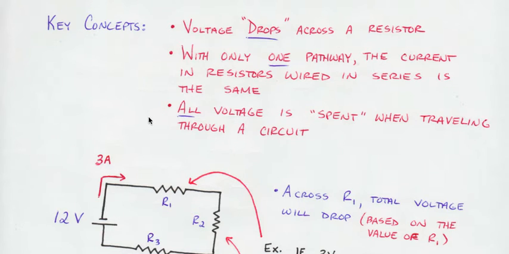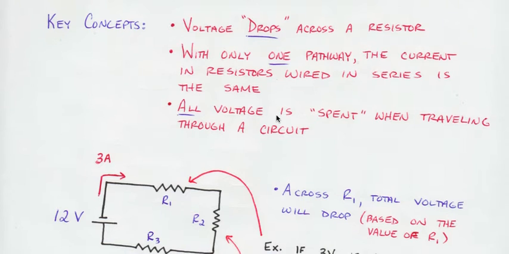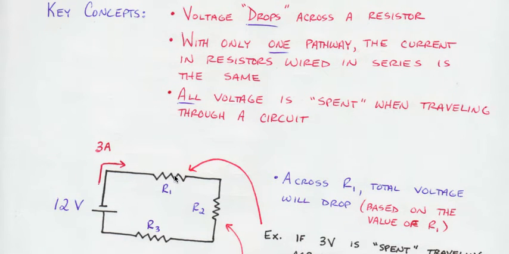And the last one is that all the voltage you begin with must be spent, so to say, when traveling through a circuit. So while it drops across a resistor, by the time you travel through all the resistors, your voltage must be down to zero. It's like going on a shopping spree, but you have to spend all your money. As you pass through each resistor, you'll spend some of your voltage. When you get through the entire circuit, you have to get back with zero.